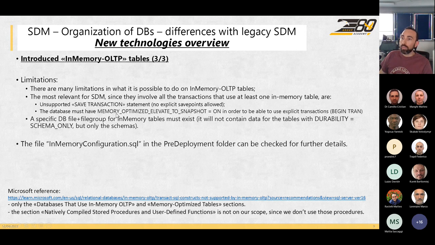And then also the SDMDB has to have the memory optimized elevate to snapshot option enabled. It is automatically set when the SDM is deployed, so you don't have to worry about this. Also, there must exist a DB file and file group that contains only the schema, because we use only durability schema only, so the data is not written to the disk. Also this is automatically created in the deployment, and it's contained in a script that is in the source code of the SDM database.